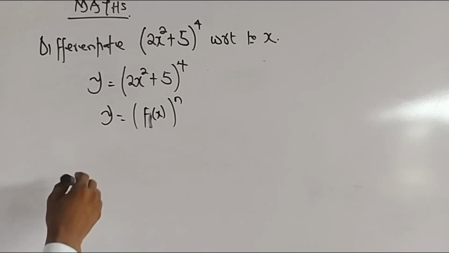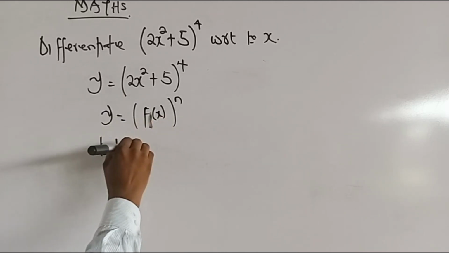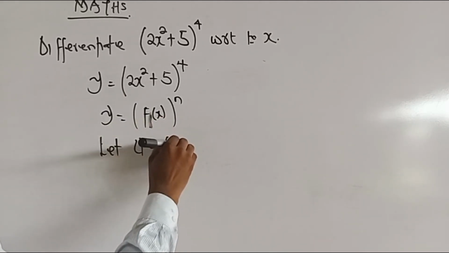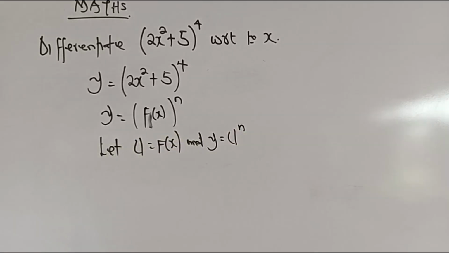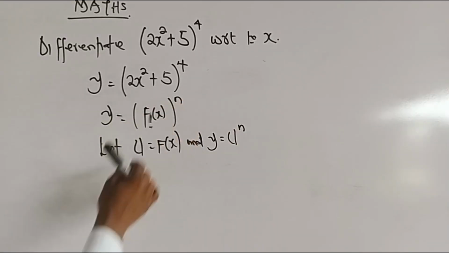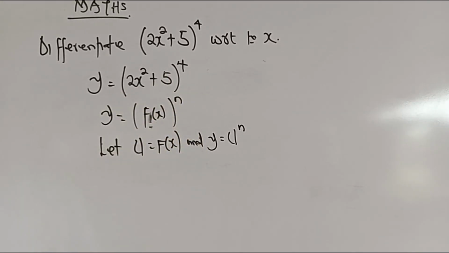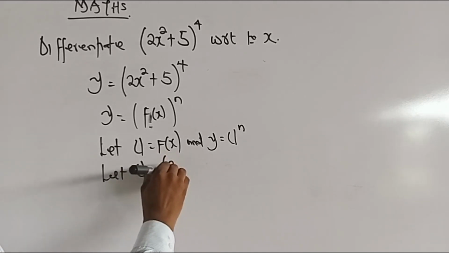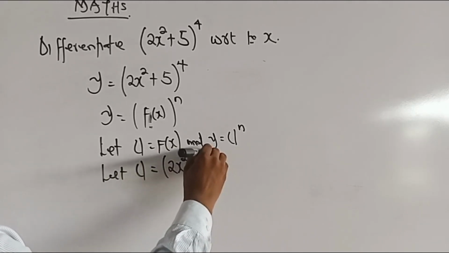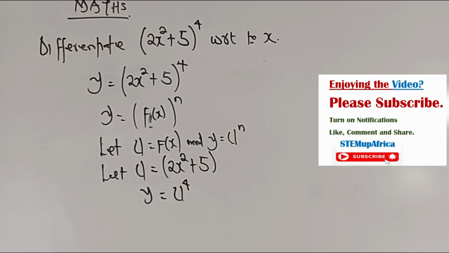So how do we solve this? We classify the f of x as u by saying let u equals f of x, and y becomes u raised to power n. So if this is u, my y becomes u raised to power n. Let's apply this concept in solving our question. I will say let u equals 2x squared plus 5. Then y is now u raised to power 4. So here is now u versus x, and here is y versus u.